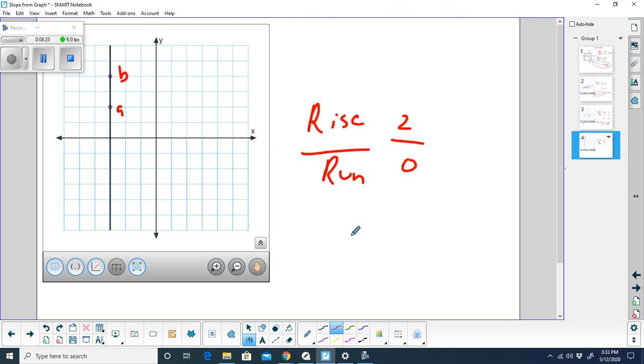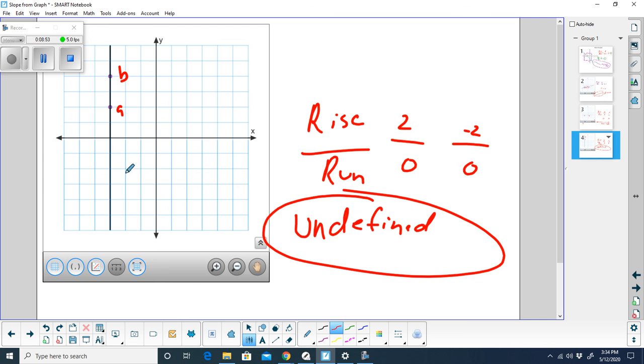Okay. What if I went from B to A? My rise would be down 2, so that's negative 2. And then I don't have to go left or right at all, so my run is 0. Well, if you notice, 2 divided by 0 and negative 2 divided by 0 can't be done. If you recall from earlier in the year, dividing by 0, 2 divided by 0 is undefined. So when you see a line going straight up and down like this, that's called an undefined slope.